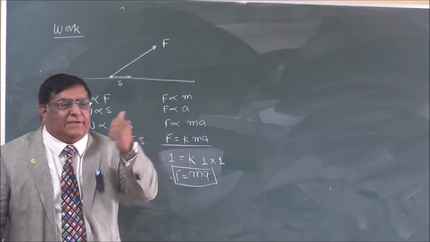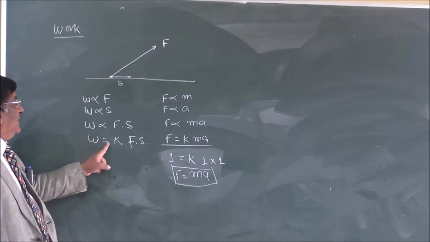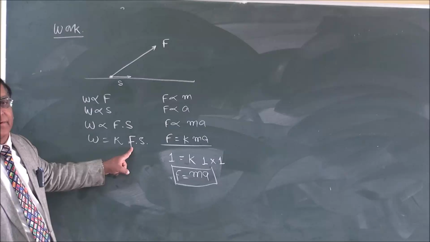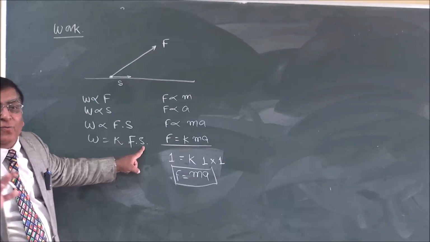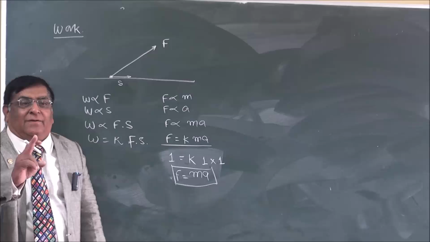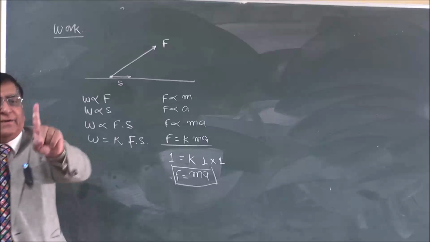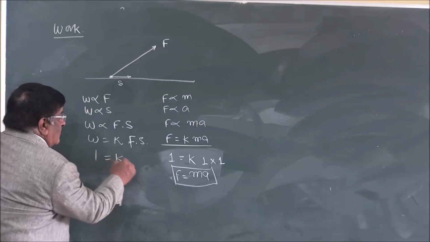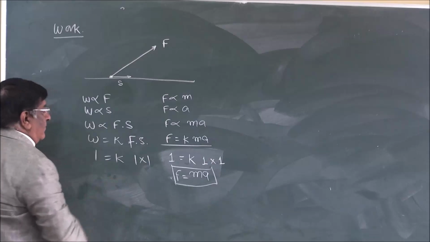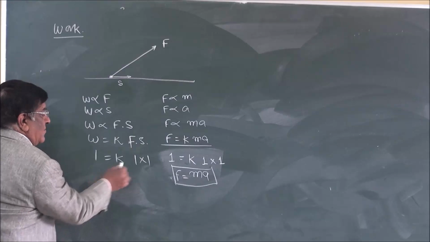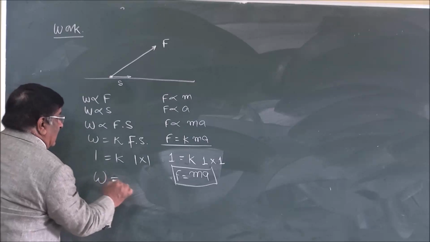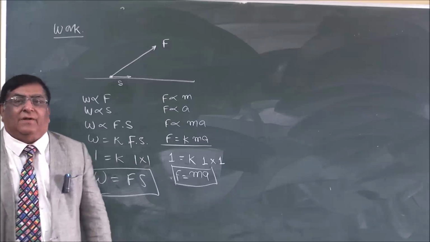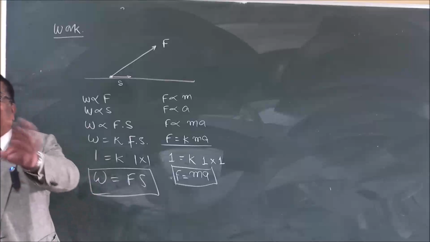Understand? See, another example. Work is equal to K F S. Apply a force of 1 Newton, do a displacement of 1 meter. We have done some work, and now we define this work to be 1 joule. So what is our formula now? Work is equal to F S. Yes, this K is removed. Now after that we cannot change that 1 joule.